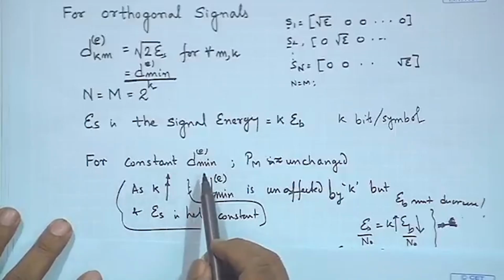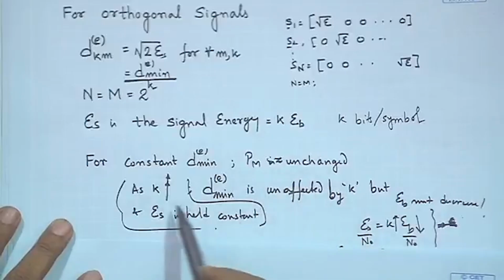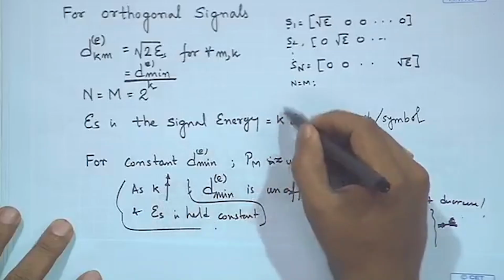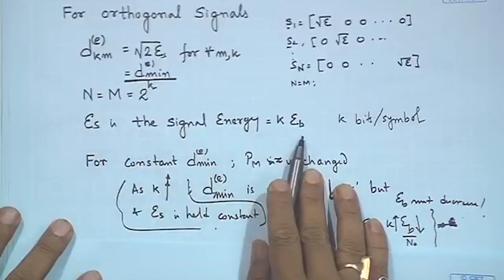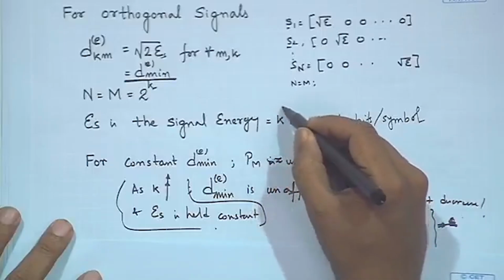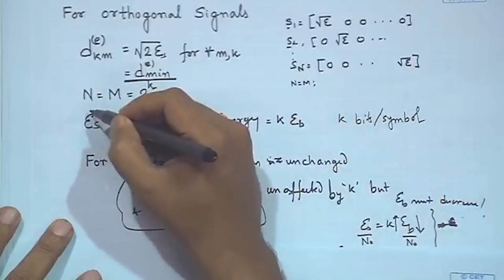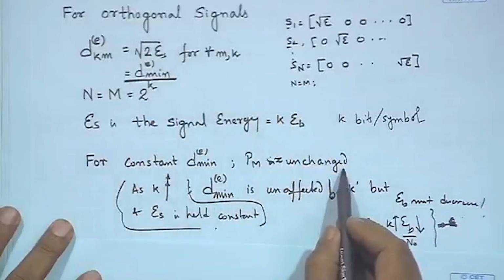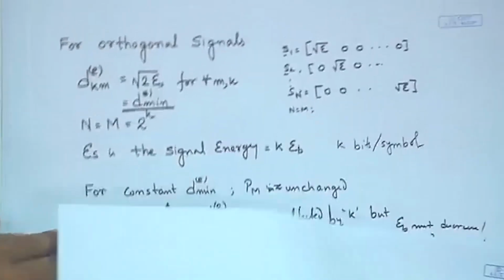So, for a constant d_min, P_m is unchanged, we know. As k is increased, bits are increased. So, going by this, if k increases while this is kept constant, that means E_b must decrease. In other words, if I am increasing the constellation size while keeping the signal energy constant, that means keeping d constant, that means keeping P_b unchanged, then your E_b requirement decreases. That is the other view that we have.